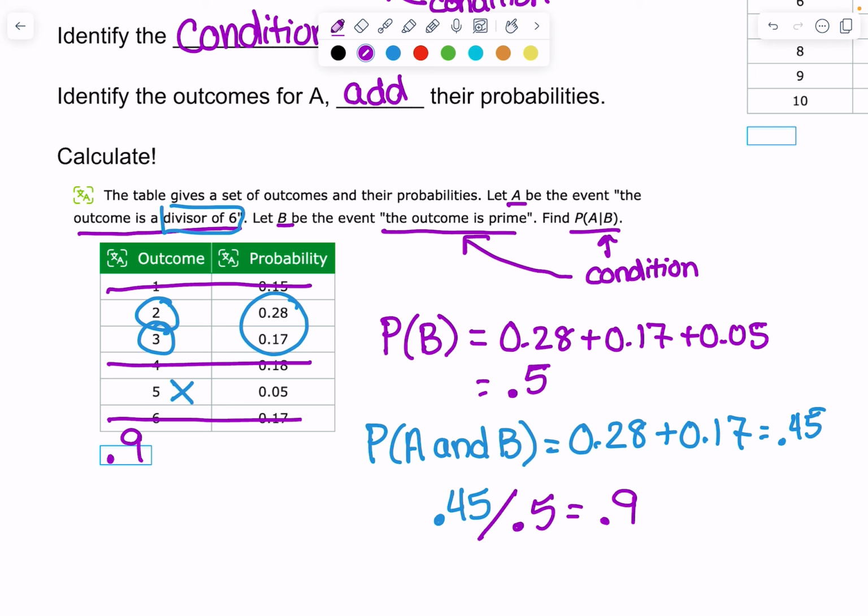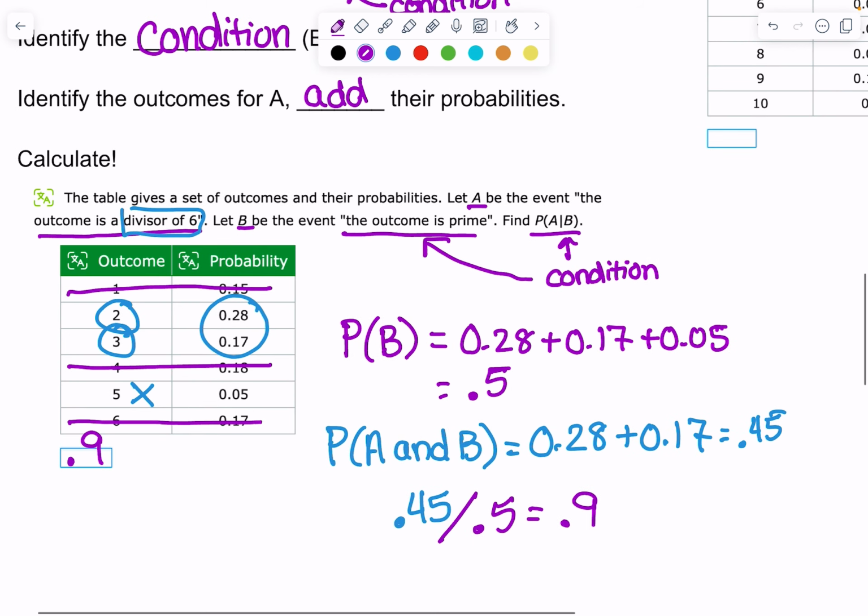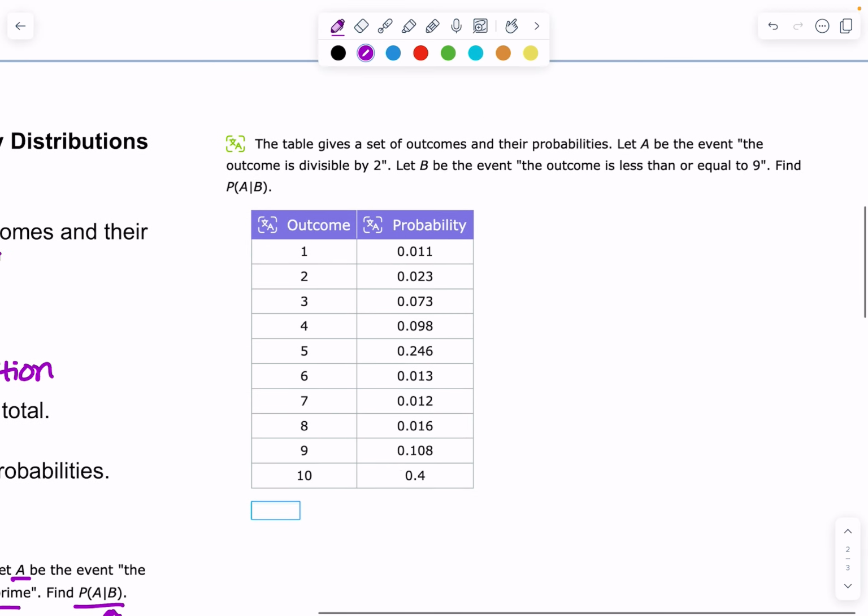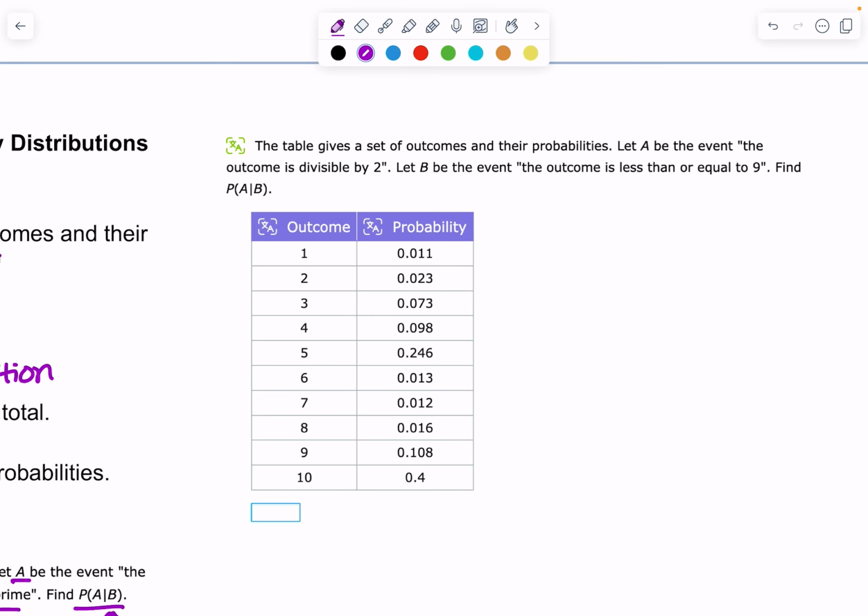Let's look at one other example and then have you jump back into 00.8 if you don't have that finished yet. And absolutely using this, when we get to our exit ticket for today. So hopping over to our last example, the table gives a set of outcomes and their probabilities. A is the event, the outcome is divisible by 2. B is the event, the outcome is less than or equal to 9. Find the probability of A given B.